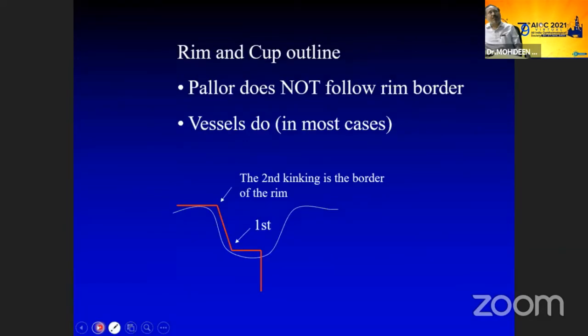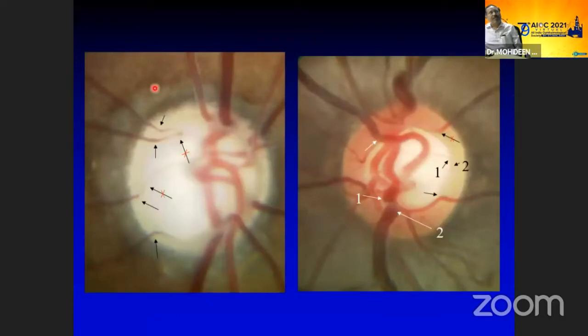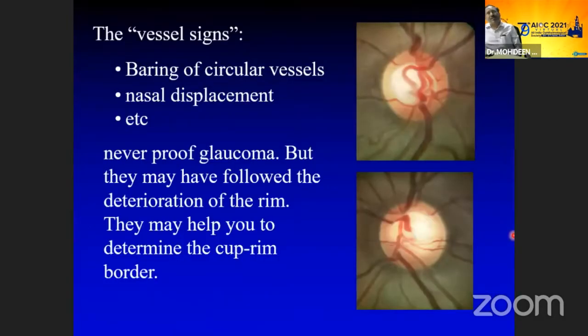If you look at the rim and the cup outline, pallor does not follow the rim, but vessels do, because the first kinking happens at the base of the lamina cribrosa, and the second kinking happens at the level of the border of the cup. You can see the second bending, which tells you exactly how big your cup is. There is also baring of circumlinear vessels and nasal displacement of the vessels. They can add to your diagnosis but do not prove glaucoma.